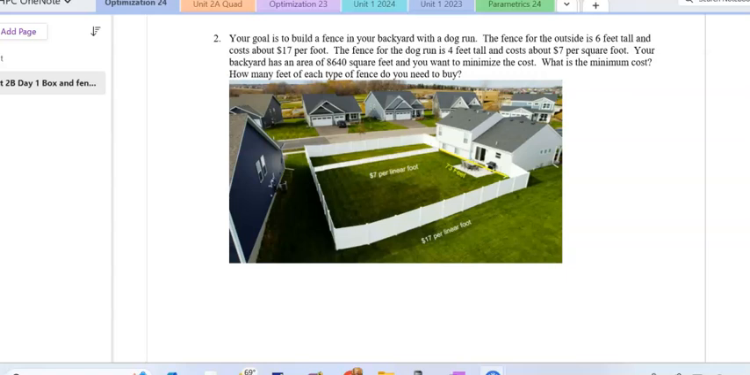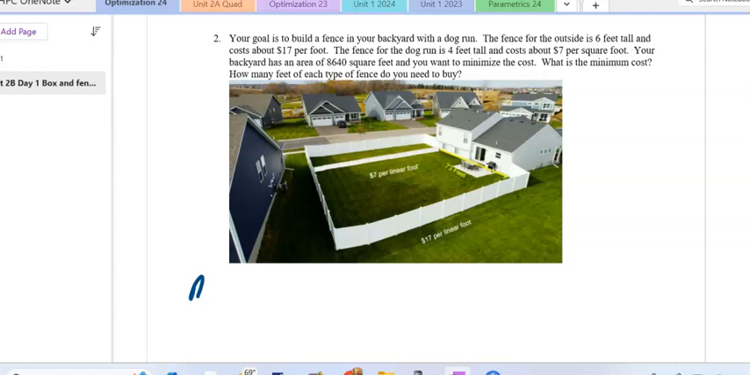Hello, honors pre-calculus students. Today's learning target is to solve optimization problems, and this particular problem is related to a fence. So your goal is to build a fence around your backyard with a dog run. The fence for the outside is 6 feet tall and costs about $17 per linear foot. The fence for the dog run is a shorter fence and costs $7 per linear foot. Your backyard has an area of 8640 square feet, and you want to minimize the cost.